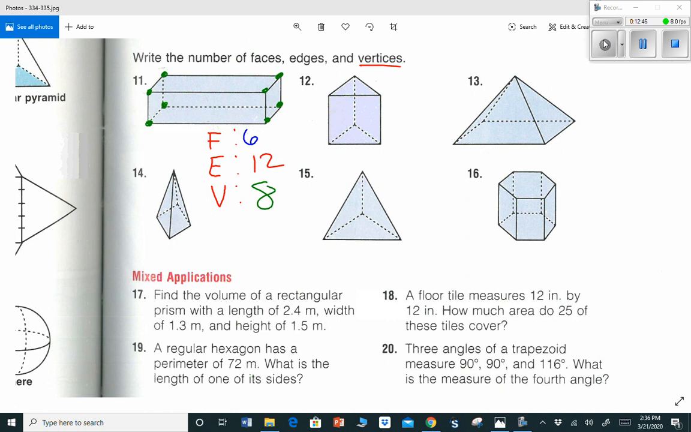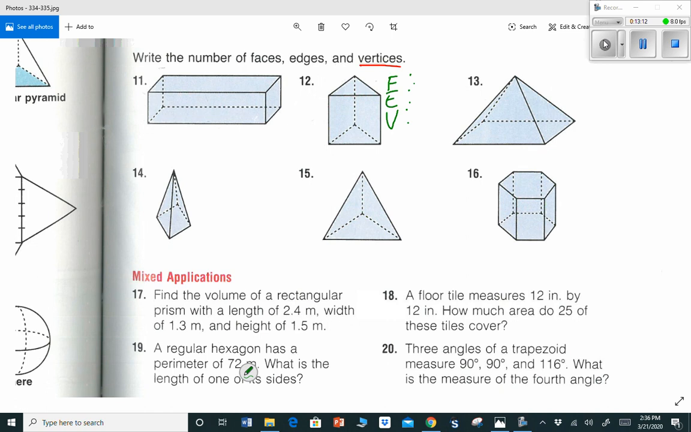Okay, we did that kind of on the other page. All the rectangular prisms are going to have the same answer for that. Okay, then for number 12, we're going to do faces, edges, and vertices again. Always try to do it in a logical order to make sure you keep track of everything. I doubt you have that shape at home.